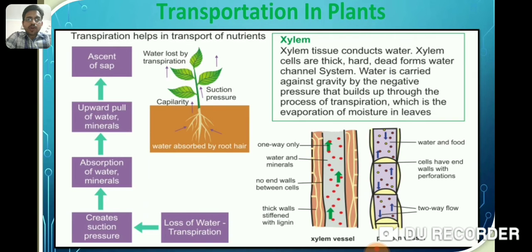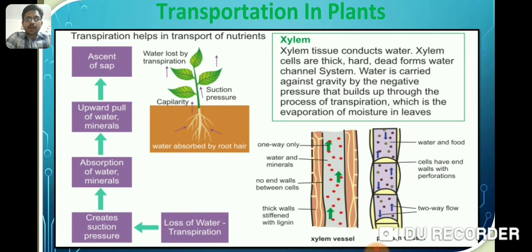With the help of this flow diagram, we can easily understand transportation in plants. As you can see, loss of water through transpiration creates a suction pressure. Absorption of water and minerals takes place through the roots. Upward pull of water and minerals, and finally it is transported to the upper parts of the plant. This process is called ascent of sap, and this all happens because of xylem tissue.